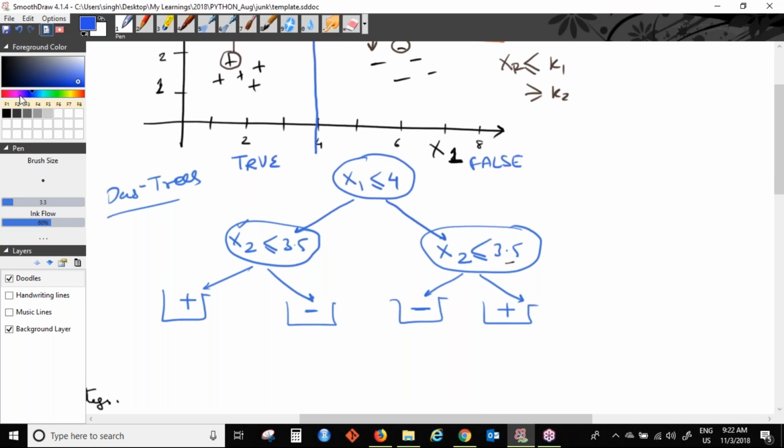Now, the first decision that you make is known as the root node. This is just nomenclature. The first decision is the root node, because this is where the tree starts. So it's like an upside down tree, which has the root at the top, and from there all the branches start coming out.